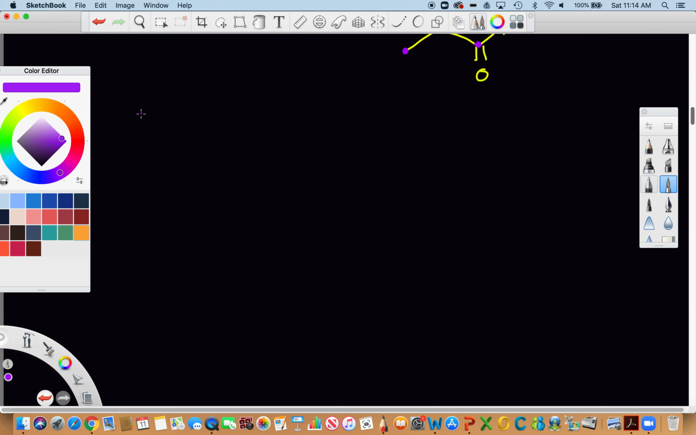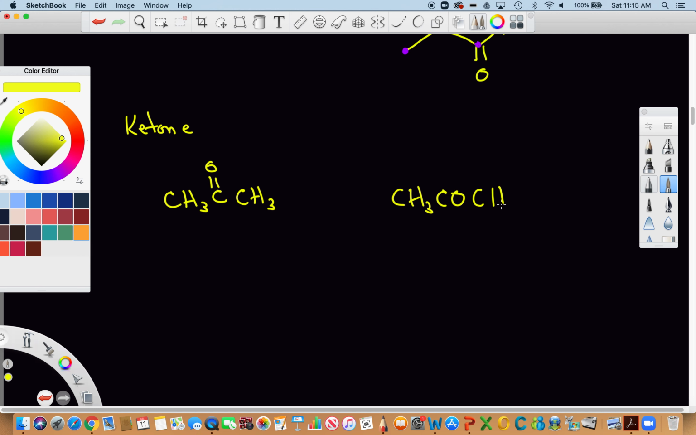So if we have a ketone, and I will pick on acetone, or propanone as it's called. So it would look like CH3, CO, CH3. Its line structure, 3 carbons, double bond O.